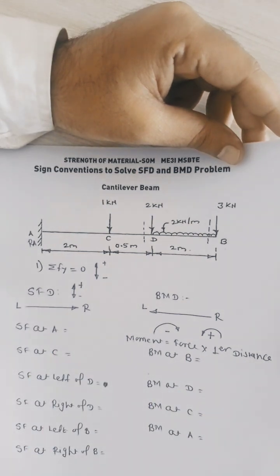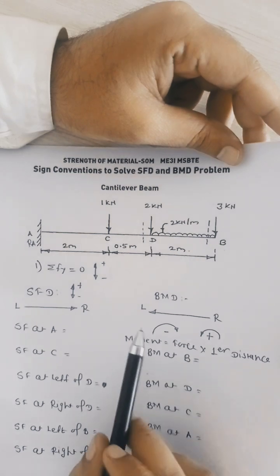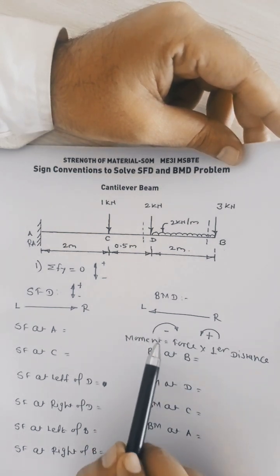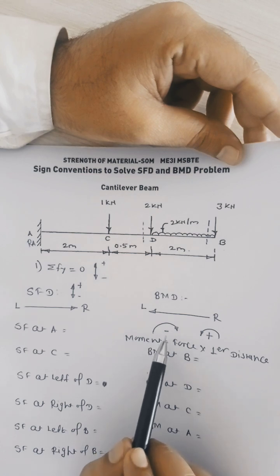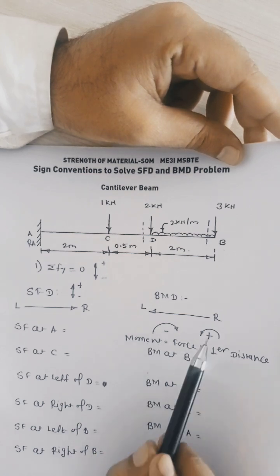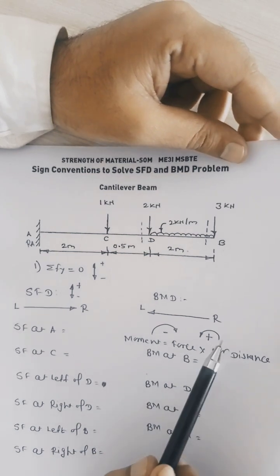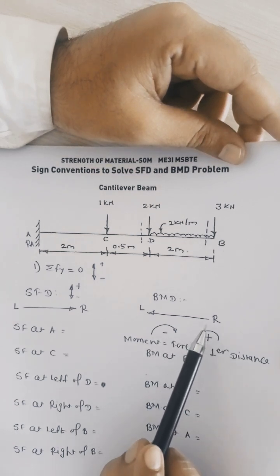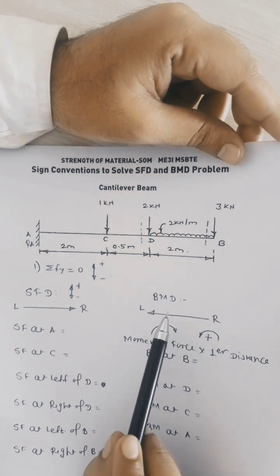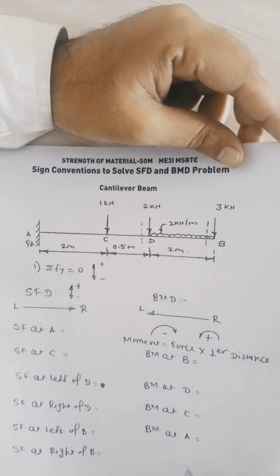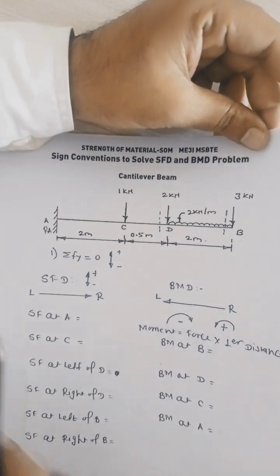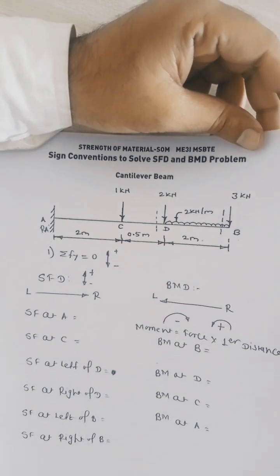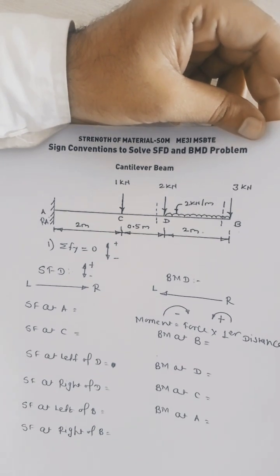Again, the moment definition or formula: moment equals force into perpendicular distance. Here, clockwise moment will be considered as negative, and anti-clockwise moment will be considered as positive. This is the change in the BMD calculation due to this support. So consider this change while calculating the BMD.